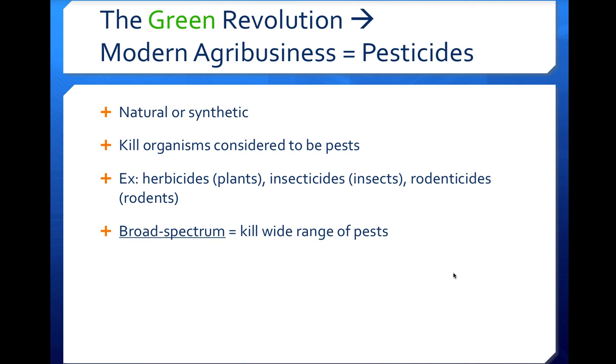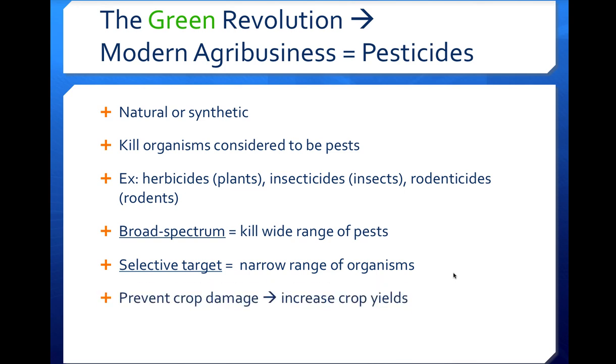There are broad-spectrum pesticides, which kill a wide range of pests. And then we also have narrow-spectrum pesticides, or selective pesticides, which target a narrow range of organisms. So we may have broad-spectrum pesticides that will kill all insects. We may also have selective pesticides that will kill only cockroaches, for example. Now, the goal with pesticides is to prevent crop damage, because by preventing crop damage, we increase our crop yields, which means that we produce more food per acre.